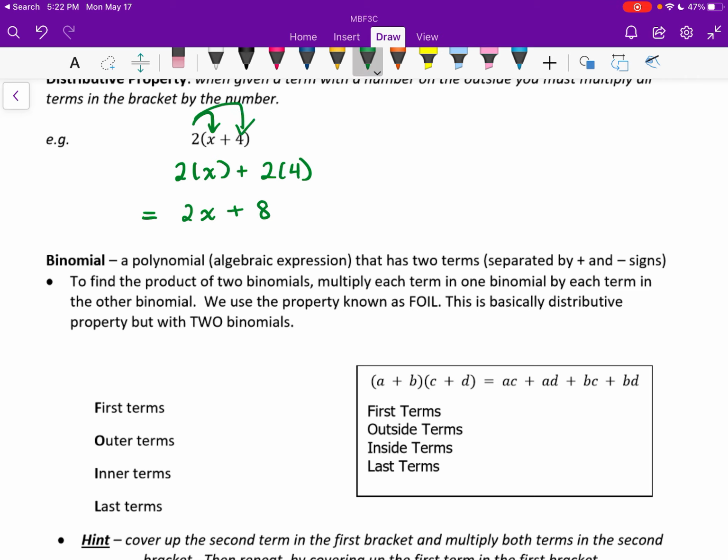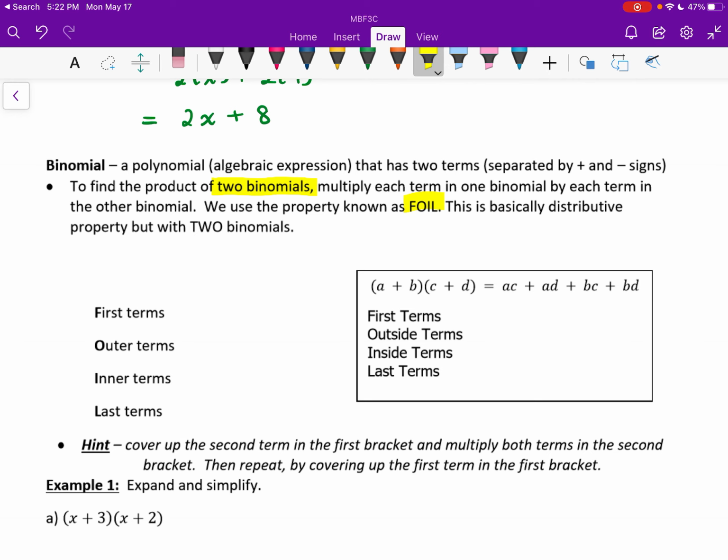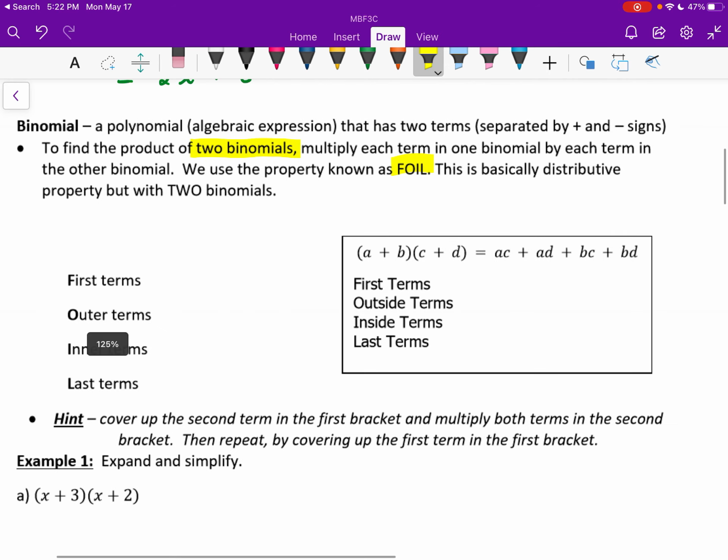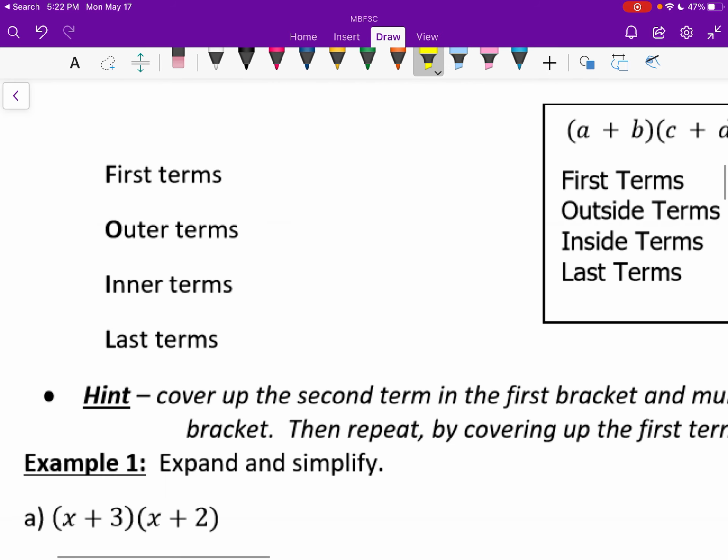To find the final product of 2 binomials, so if I had 2 of those side by side, multiply each term in one binomial by each term in the other binomial. We use a property known as the FOIL method, right? This is basically the distributive property, but with 2 binomials. So the FOIL method just means that first you multiply the first terms together, then the outside terms together, then the inner, then the last. And I know this sounds very complicated, but let me show you what it looks like.